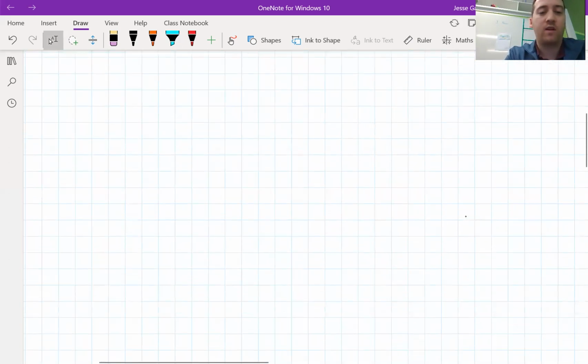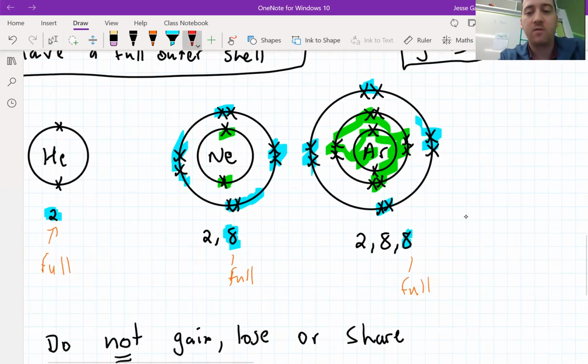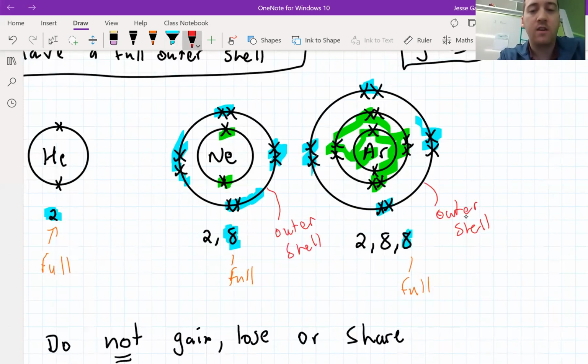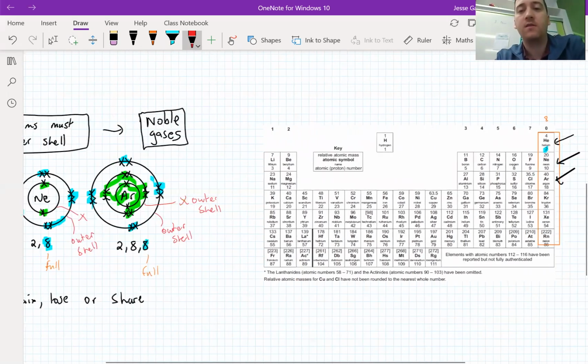Just to be clear where the outer shell is, I probably didn't point this out again. This one here is the outer shell. This one here is not the outer shell. This is the second shell here, but it's not the one on the outside. This one here is the outer shell because there is only one. All right, let's go back to the questions.